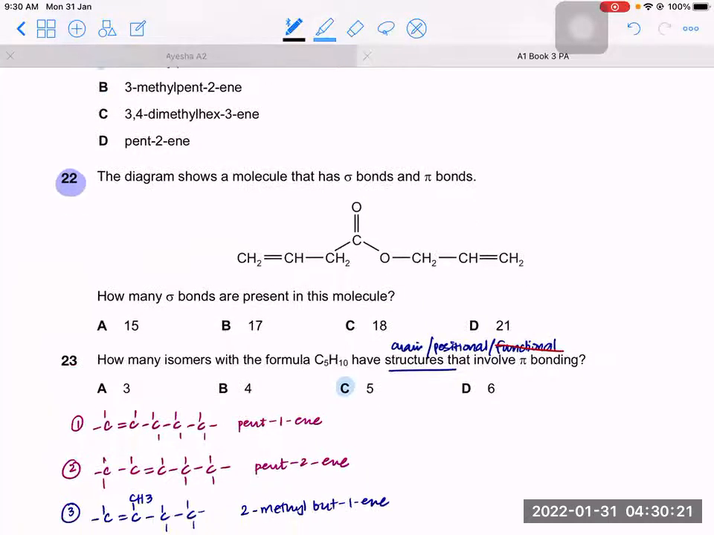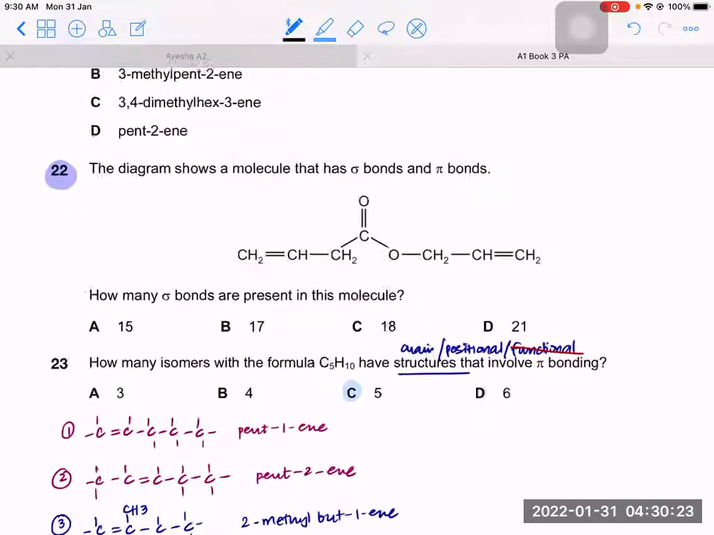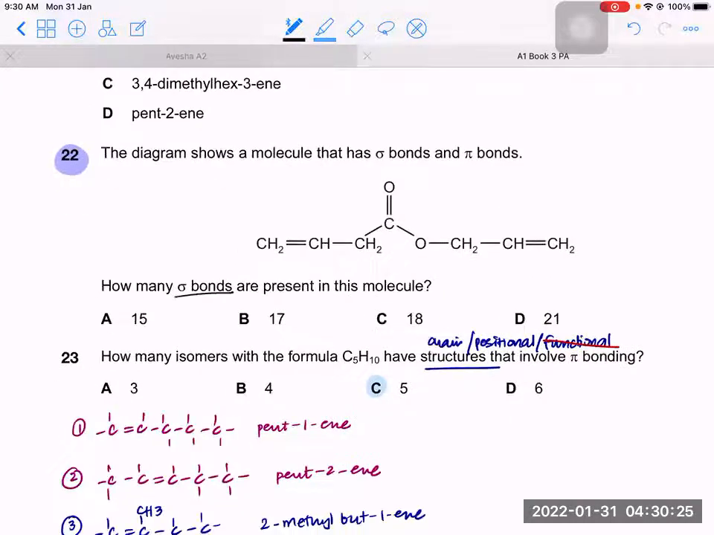Diagram shows a molecule that has pi and sigma bonds. How many sigma bonds are present? I told you all single bonds are sigma. In a double bond, one is sigma, one is pi. In a triple bond, one is sigma, 2 are pi. So let's see. Here you will have a sigma. This is a sigma 2, 3, 4, and 5 because it's a CH2. Yes. So 1, 2, 3.